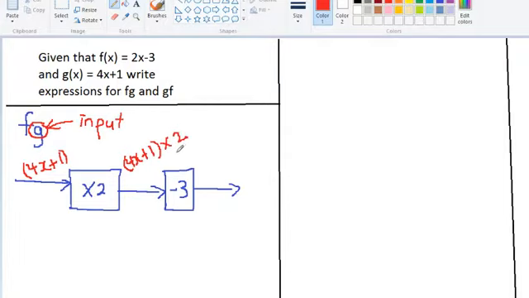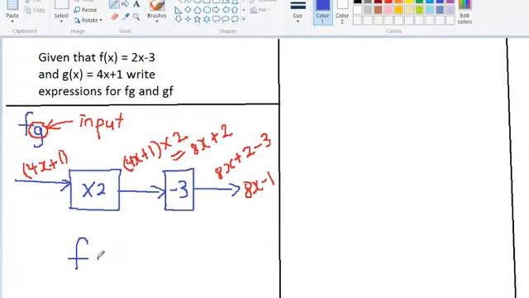Okay, and that will give 2 times 4x is 8x, and 1 times 2 is 2. So we get 8x plus 2. 8x plus 2 now goes into another box where we have to subtract 3. So the output is 8x plus 2 subtract 3. 2 take away 3 is negative 1, and so the answer is 8x minus 1.